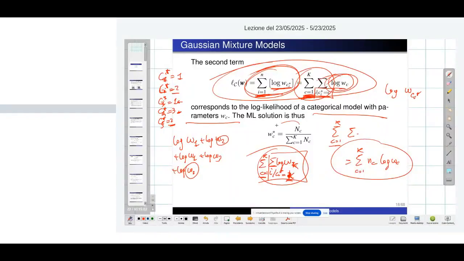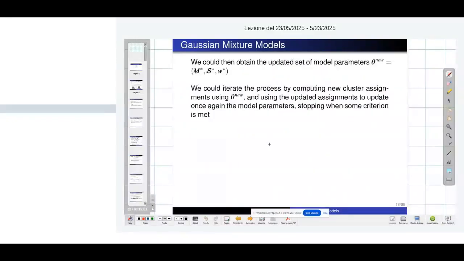So we already know how to find the maximum solution of this. It's the frequency of samples that have been assigned to the cluster C. So the maximum likelihood solution for WC will be the number of samples assigned to cluster C divided by the total number of samples. The sum over the clusters of the number of samples assigned to each cluster is the total number of samples. So we know already from previous lectures, and if you don't, you need to revise the previous lectures, how to solve this problem.